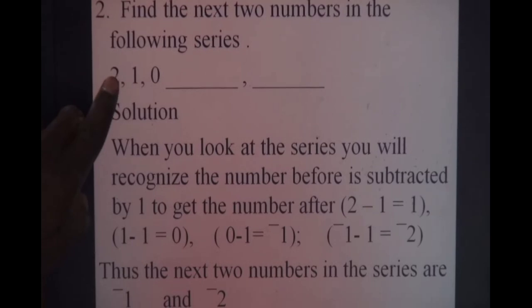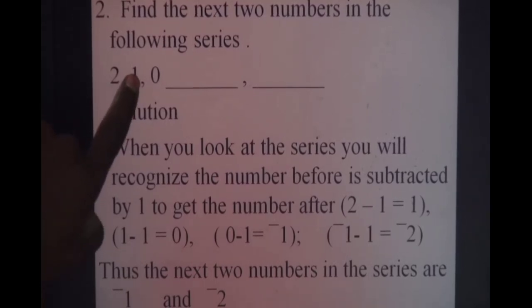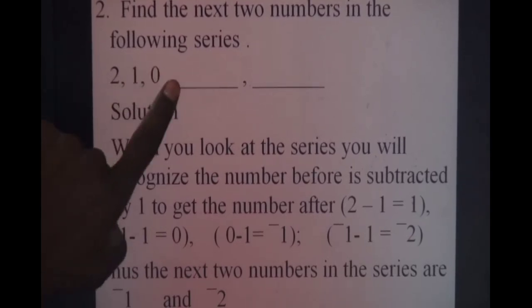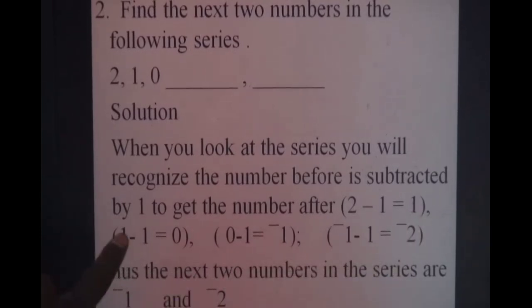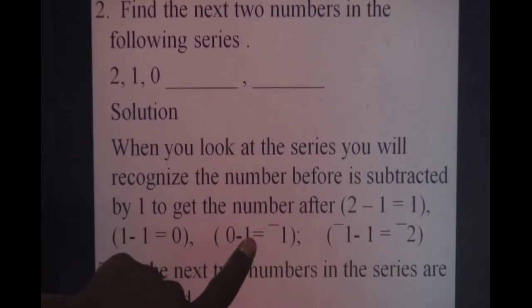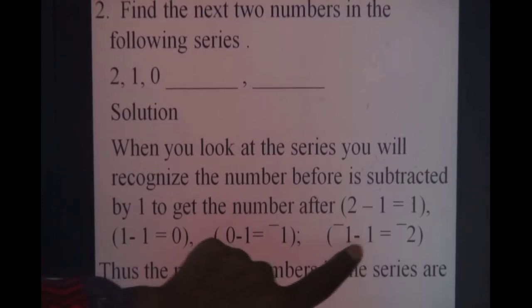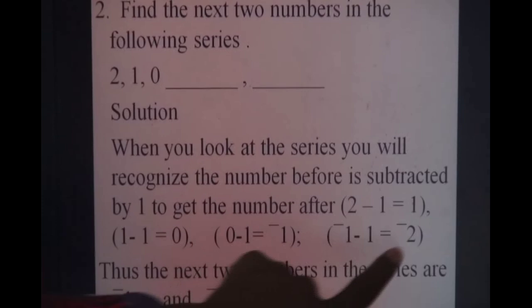Now 2 minus 1 gives 1. 1 minus 1 gives 0. 0 minus 1 gives -1. That is, 2 minus 1 is 1, 1 minus 1 is 0, 0 minus 1 is -1, and -1 minus 1 is -2.